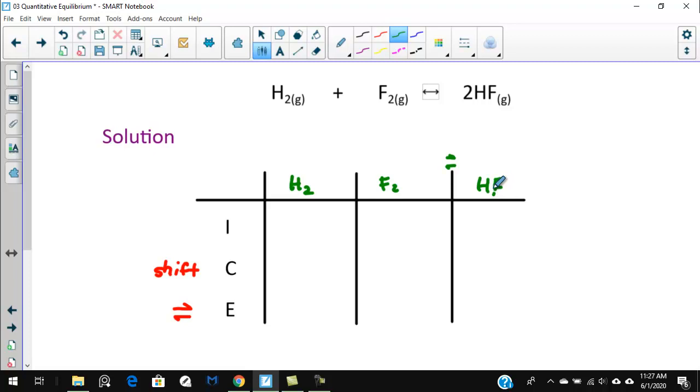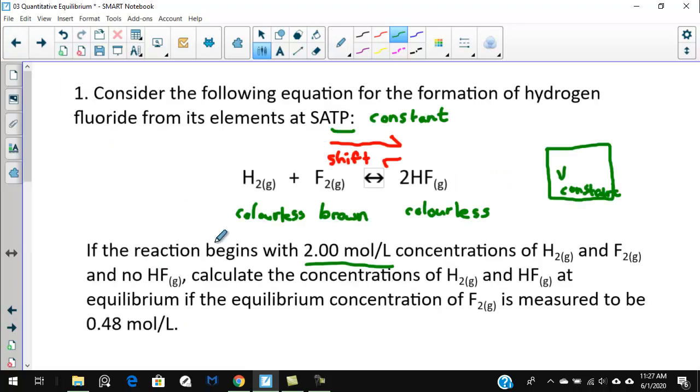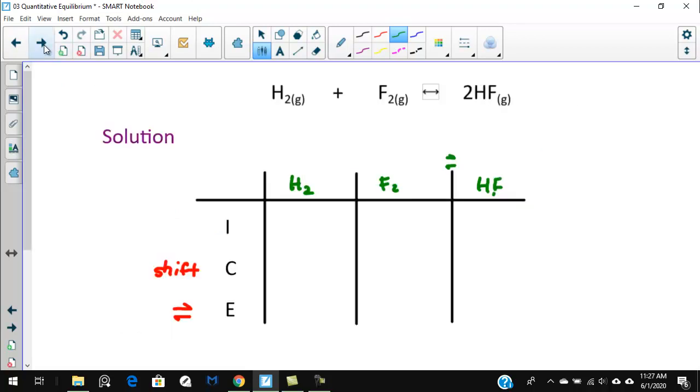So we look at our data. Remember, the data said that there were 2 moles of H2 and F2. So we can go in here and in the initial line, we can fill in 2 moles per liter, 2 moles per liter. And then this was 0. There wasn't any of this there when we set up the flask. Okay. Then it underwent a change.